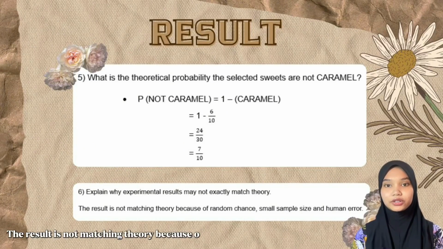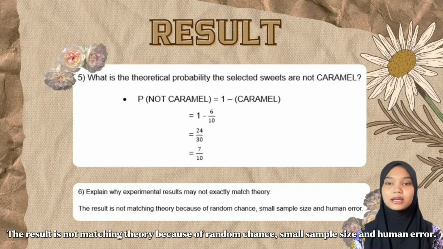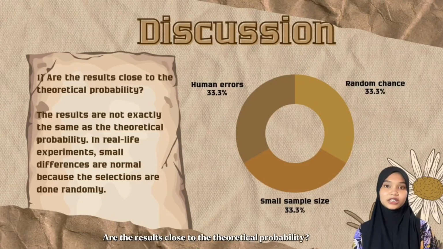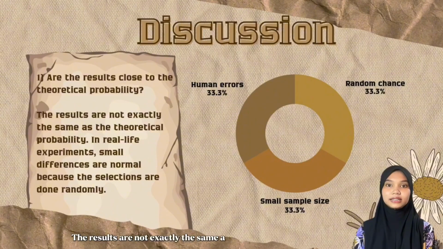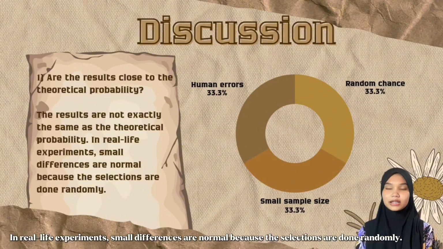The result does not match theory because of random chance, small sample size, and human error. For discussion, question 1: are the results close to the theoretical probability? The results are not exactly the same as the theoretical probability. In a real-life experiment, small differences are normal because the selection is done randomly.